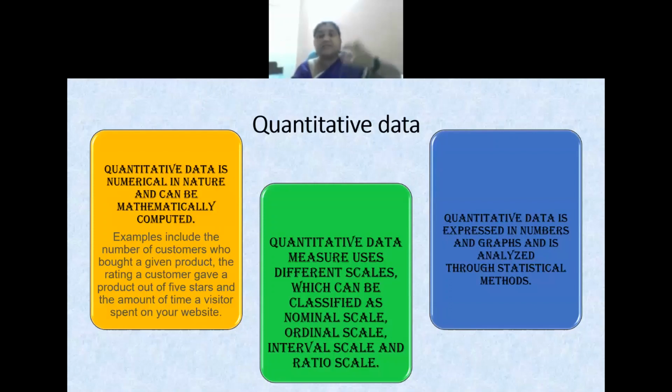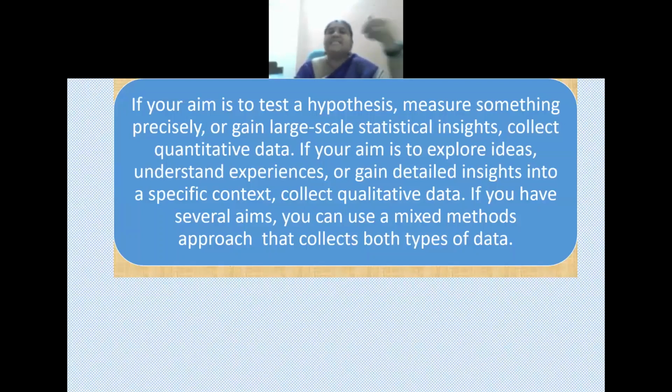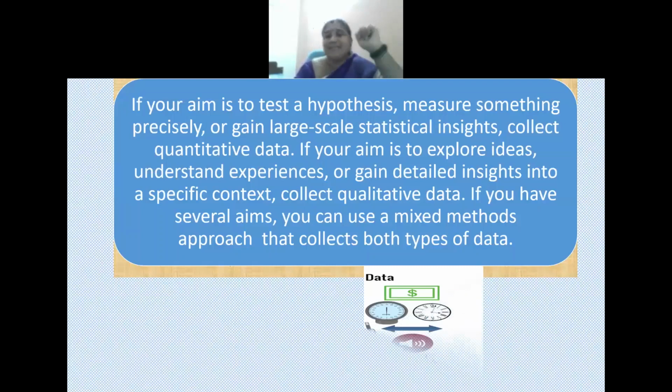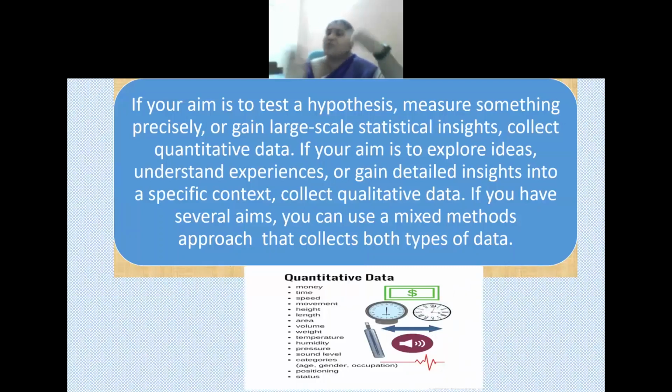It's very important. A researcher always tries to mingle with other disciplines also. Some things we do not know. We are legal researchers. I collected this data, but what about my statistics? Kindly get the help of a statistical person. If your aim is to test a hypothesis, measure something precisely, or gain large scale statistical insights, then it is better to go to quantitative data. If it's to explore ideas and understand experiences, then it is qualitative data. But there is no hard and fast rule. It can be a mix and match also, right?